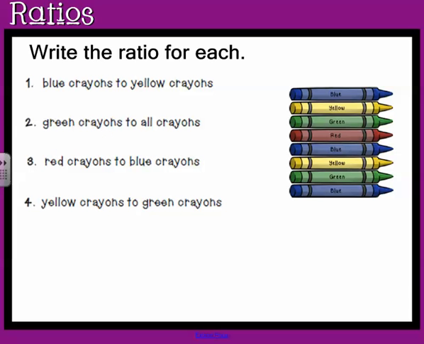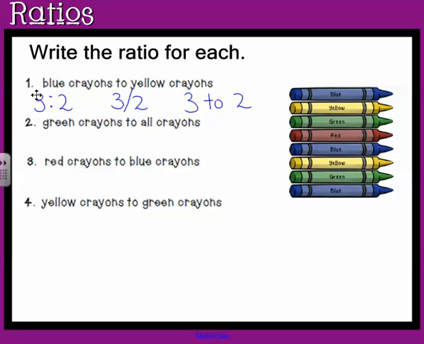So let's take a look at some examples of questions you might be asked to think about. In this picture we have 4 different color crayons. In question 1, I'm asking you to compare the number of blue crayons to yellow crayons. In this picture, we have 3 blue crayons compared to 2 yellow crayons. So in odds notation, our answer would look like this. In fractional notation, we would mention the blue crayons and then the yellow, 3 over 2. Or we could write in words 3 to 2.